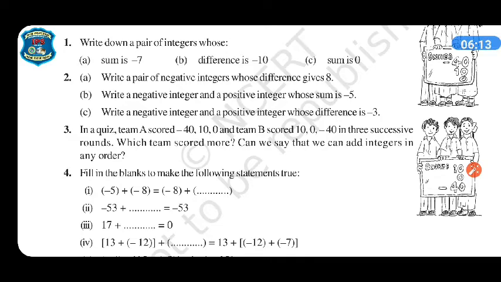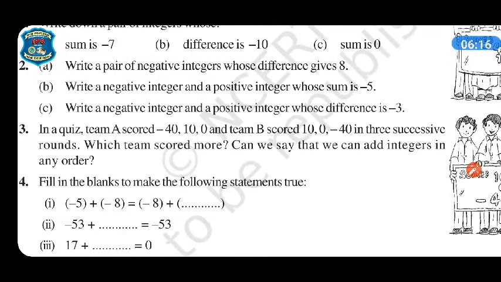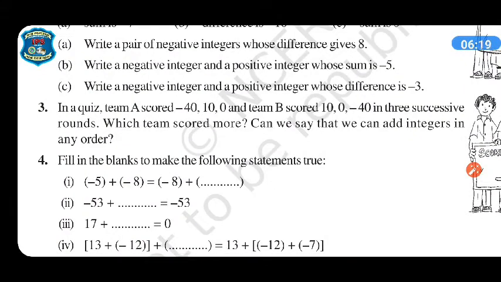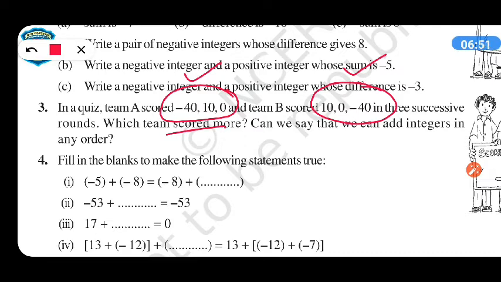Now let us see the question number 3. In a quiz, team A scored minus 40, 10 and 0. These are the scores of team A, and team B scored 10, 0 and minus 40 in 3 successive rounds. Which team scored more? First you have to find the sum of team A, and then you have to find the sum of team B. This is minus 40, 10 and 0. What is the sum? It is what? Minus 30.